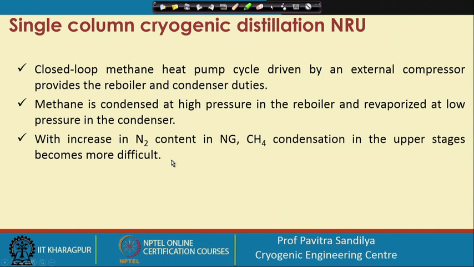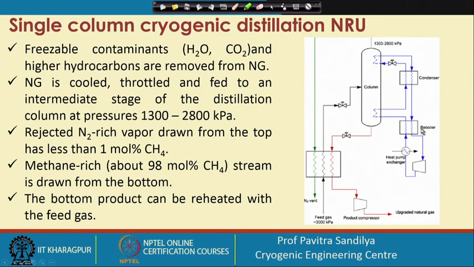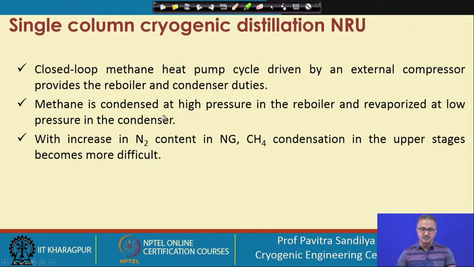Now, we are using a heat pump here. This heat pump is using methane as the working gas, and it is used both to cool down the nitrogen at the top and to provide the reboiler heat duty for the distillation. So, both the condenser and reboiler duties are given by this particular heat pump, and methane is condensed at high pressure in the reboiler and re-vaporized at low pressure in the condenser, whereas with an increase in the nitrogen content in natural gas, methane condensation in the upper stages becomes more and more difficult.